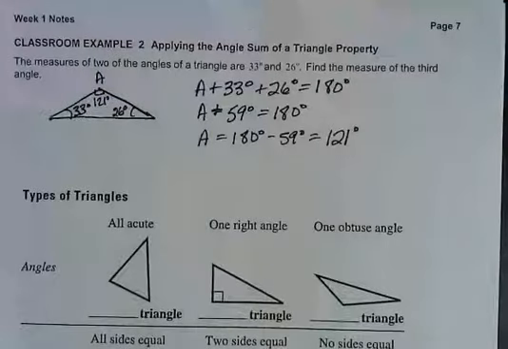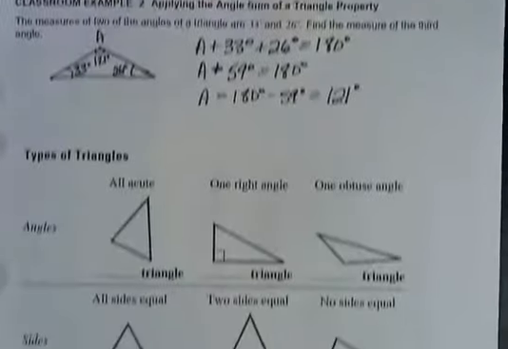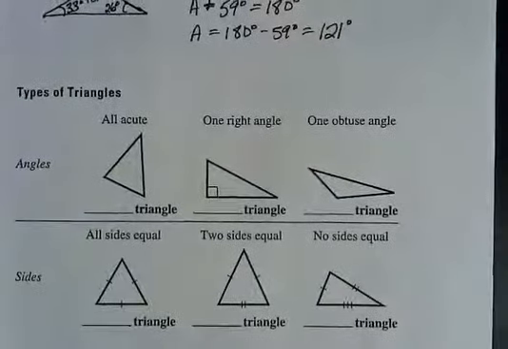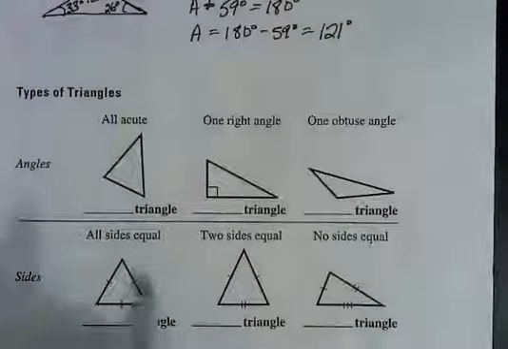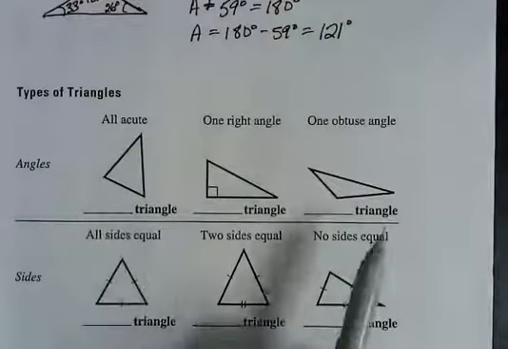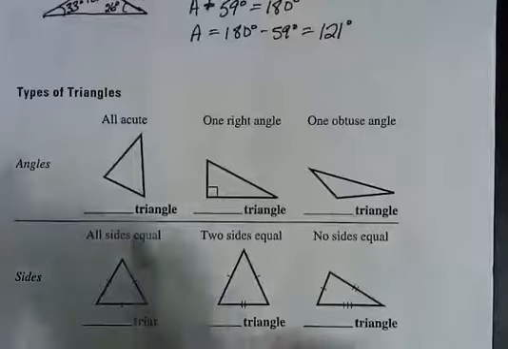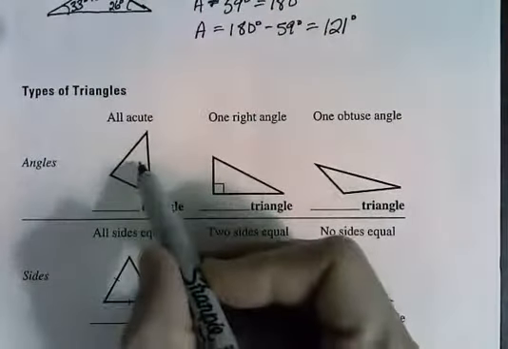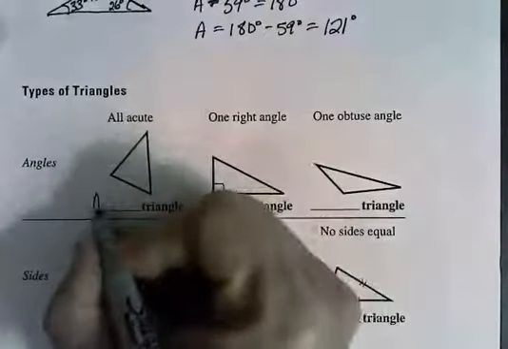Now, since we are going to talk about triangles so much, we've got some different ways to classify triangles. So in your homework problems, when it asks you to classify a triangle, it's either going to ask you about the angles or the sides. So if we look at the angles of a triangle, if they're all acute, then we just call it an acute triangle.